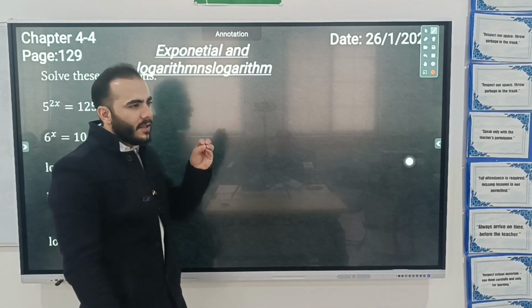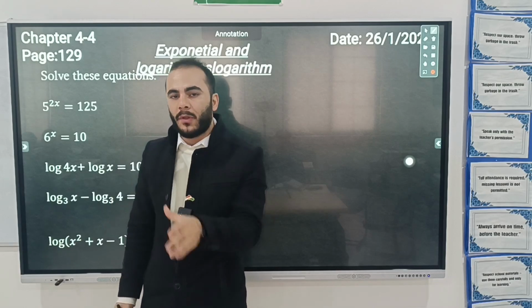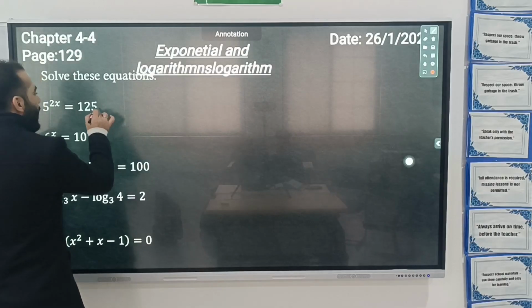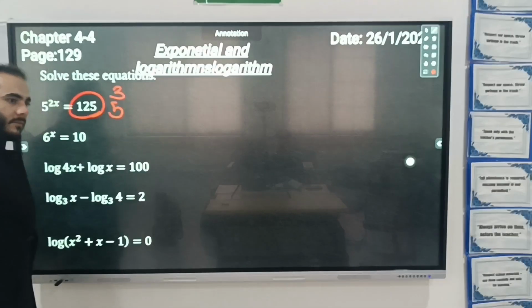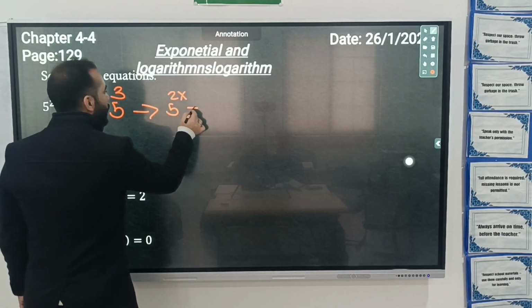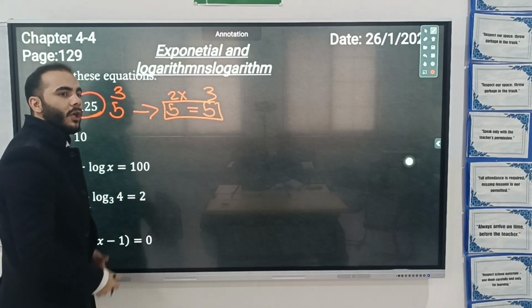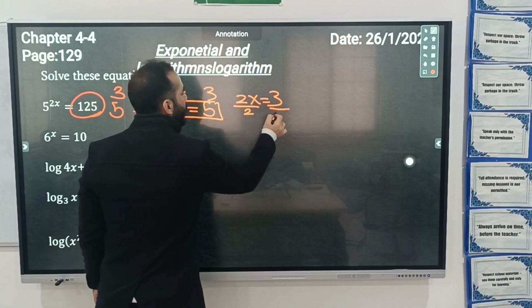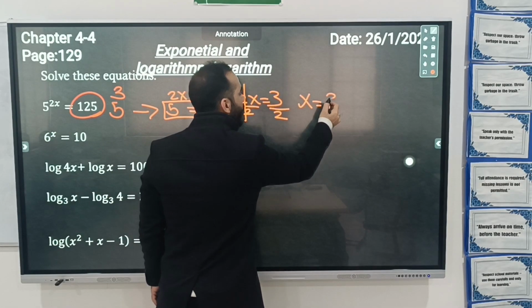Well, the purpose of doing equations is just to find the value of the unknown that we have. For example, our unknown here is x. So clearly everybody knows that 125 can be written as 5 powered by 3. So 5 powered by 2x equals 5 powered by 3. Bases are the same, exponents must be the same. Equalize them. So 2x equals 3, divided by 2, divided by 2. Finally, x, which is what we are looking for, is equal to 3 over 2.